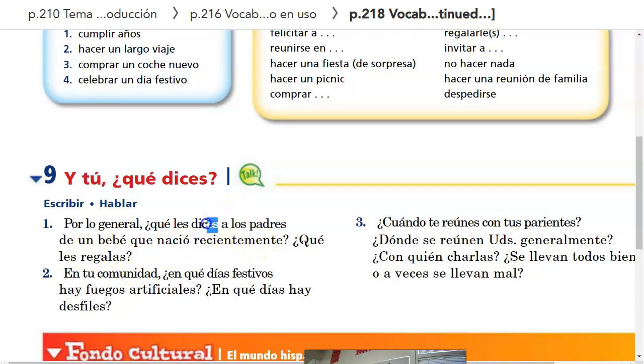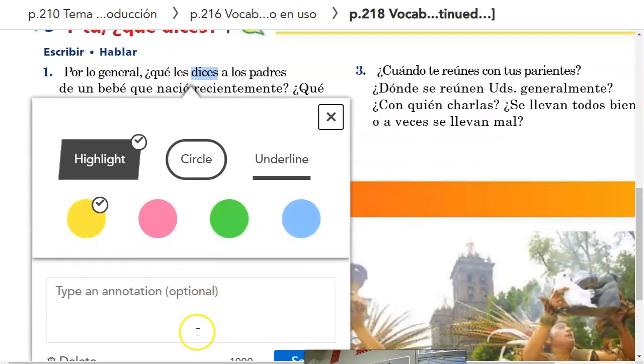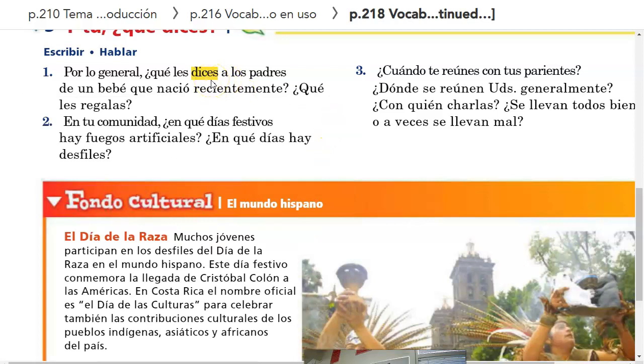You want to begin with the yo form of the verb decir. This is the verb decir, the verb to say. And you want to begin with the yo form of that verb, which is yo digo, D-I-G-O. Yo digo y la frase, ¿cierto? Lo que dicen ustedes a los padres de un bebé que nació recientemente. What would that phrase be? There's no one particular answer, but I think some more common ones.